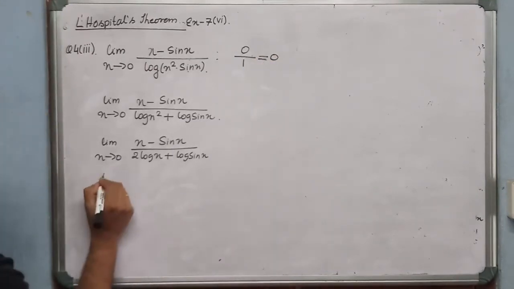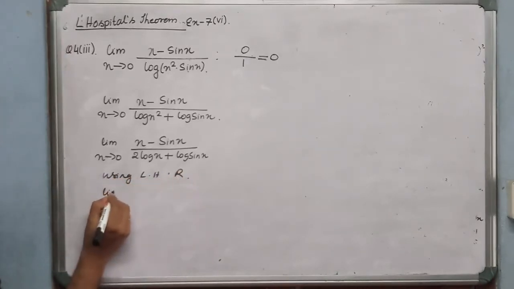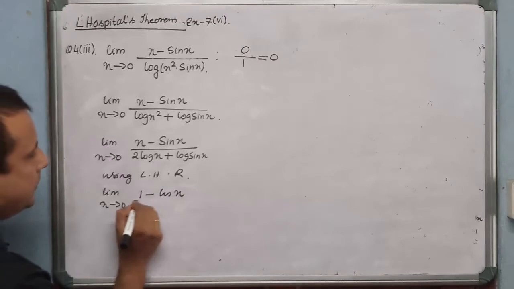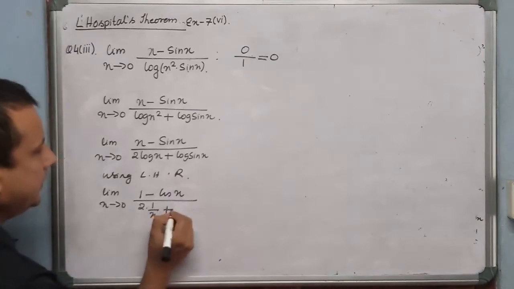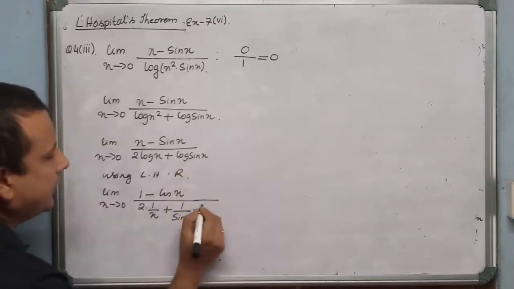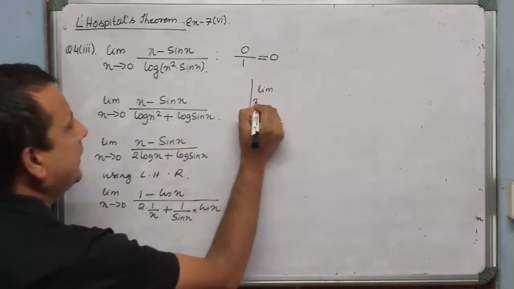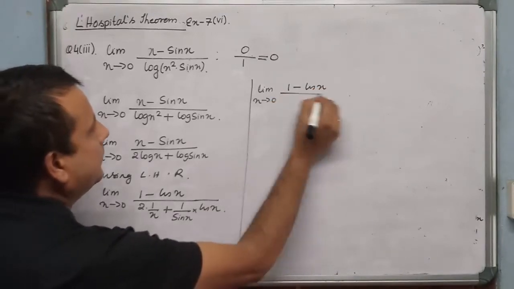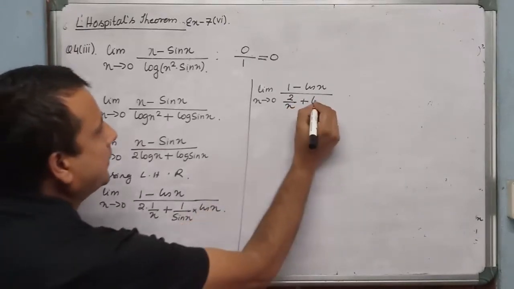But still I'll use L'Hospital's rule in this question also. The limit as x tends to 0: the derivative of x is 1 minus the derivative of sine x, which is cos x, over 2 times the derivative of log x, which is 1 by x, plus the derivative of log sine x, which is 1 over sine x into the derivative of sine x, which is cos x. Now after simplification, we'll get the limit as x tends to 0 of (1 minus cos x) over (2 by x plus cos x over sin x, which is cot x).